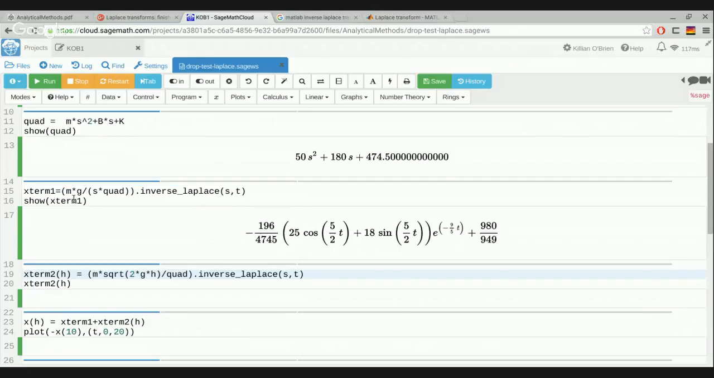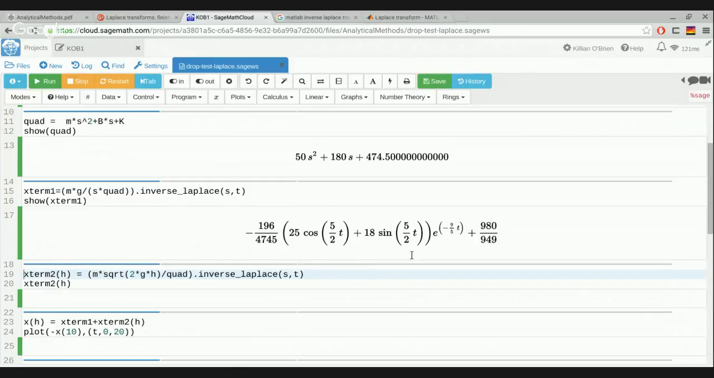So you see I formed m times g over s times the quadratic, and then I take its inverse Laplace transform, specifying the variables s and t. It's just the way the command works. So this is the inverse transform we're looking at. We're back to a function of t. So this is one part of the solution to the ODE. So you can see it's a mixture of cosine and sines, but they're multiplied by this exponential.